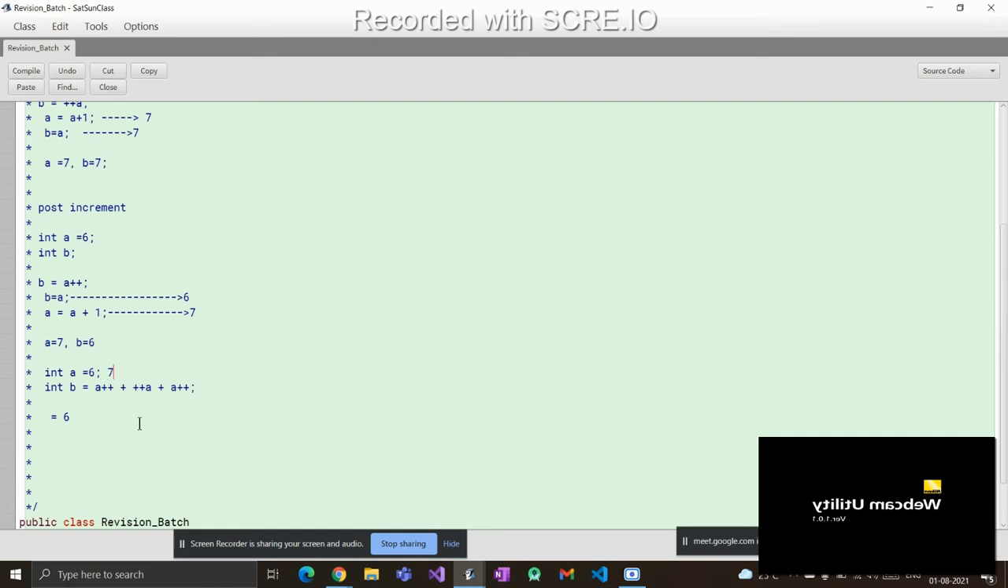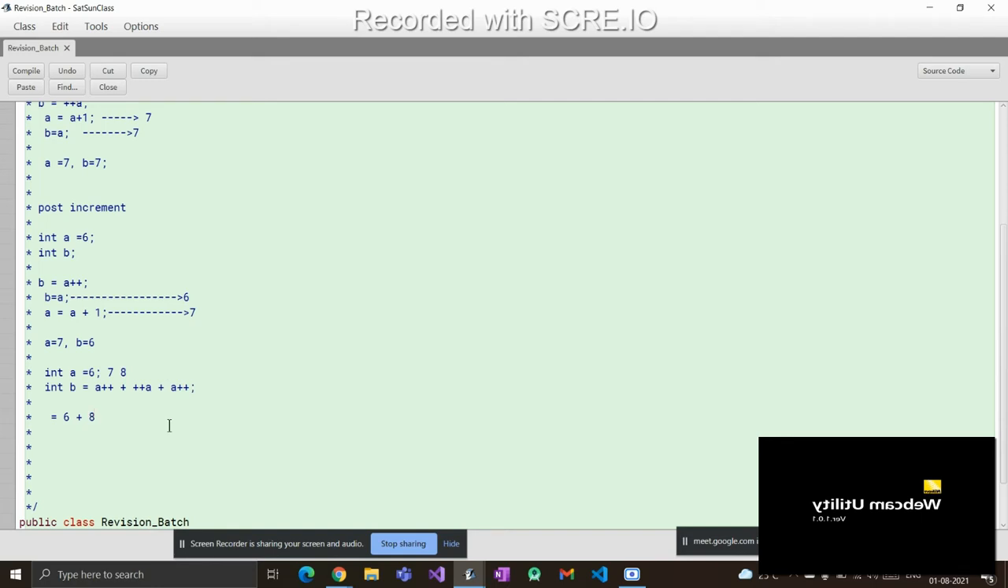Now after that the expression is plus plus A. Plus plus A means whatever the current value of A is, increment it and then use it. The value A has right now is 7, so it will increment 7, make it 8 and then use it over here. So this becomes 8 for me.